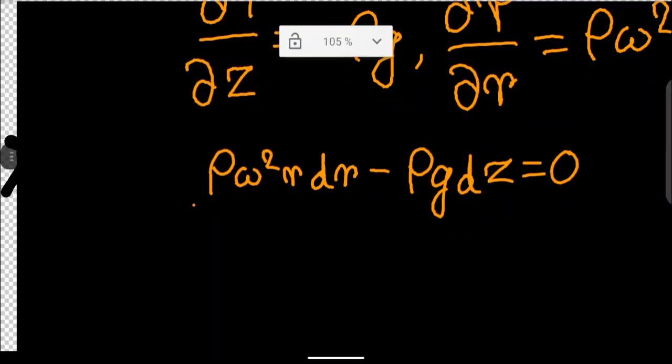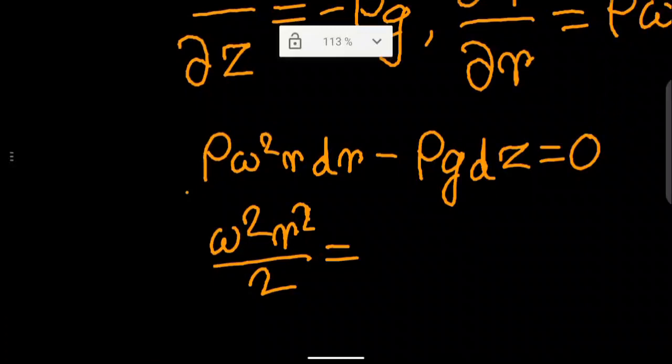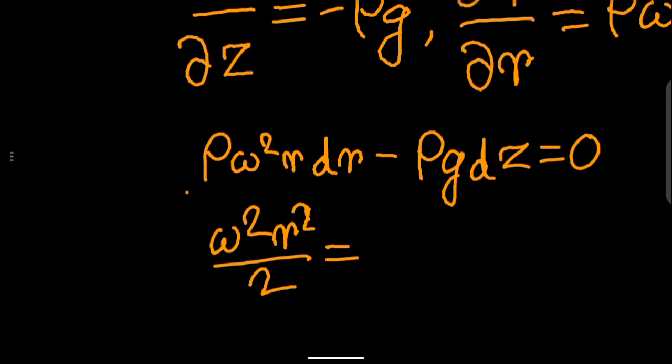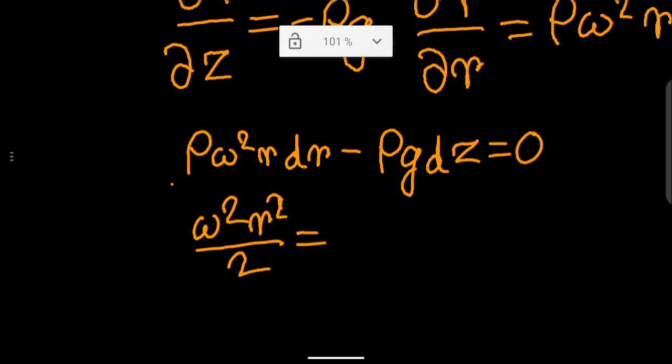This is 0. Now you just integrate, and you will get r square. The limit will be from 0 to r, and at z equal to 0, r is also the radius of the parabola. What do you say?